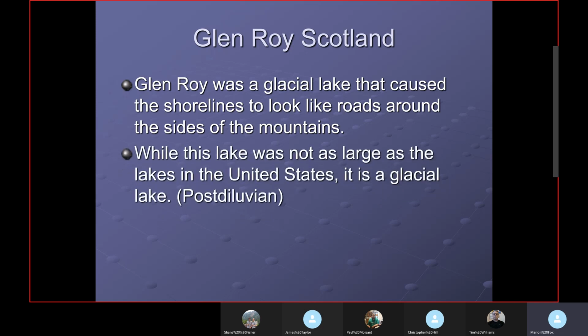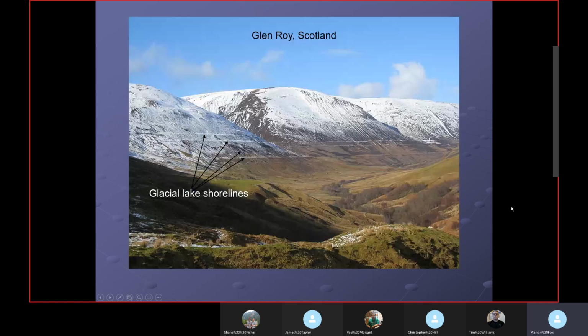But Glen Roy was a glacial lake that caused the shorelines to look like roads around the sides of a mountain. We'll see that in a minute. This lake was not as large as the lakes in the United States. It is a glacial lake, a post-diluvian lake, post meaning after, diluvian meaning the flood. Here's the area. It looks like roads up here, but these are areas where the shorelines of the glacial lakes occurred. You can see them across here as well, and these are the shorelines of the lake.